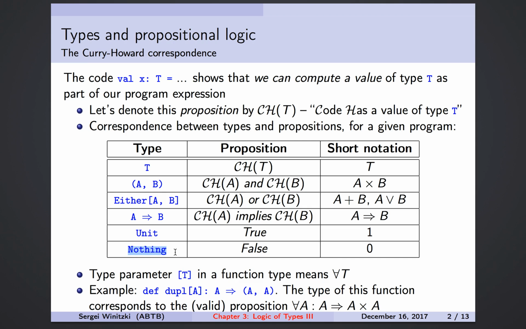Nothing is a special type defined in Scala that does not have any values. So your code can never have a value x of type nothing that's equal to something. And so the proposition that your code has a value of type nothing is a false proposition, is always false. So in this way, we can see the correspondence between types and propositions. And the interpretation of these propositions is that your program can compute a value of a certain type.